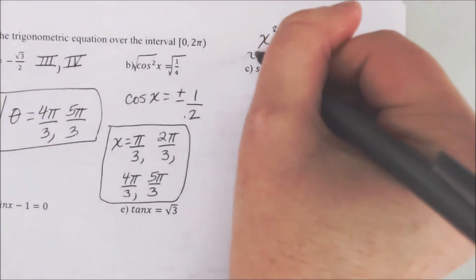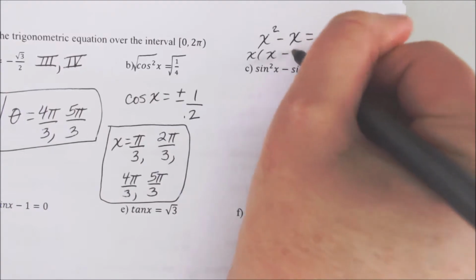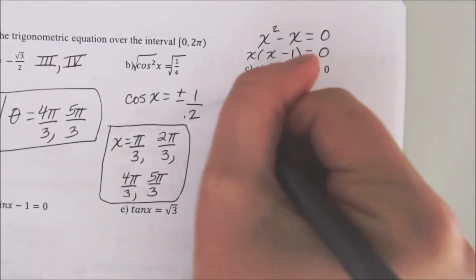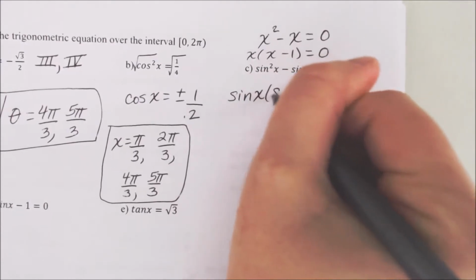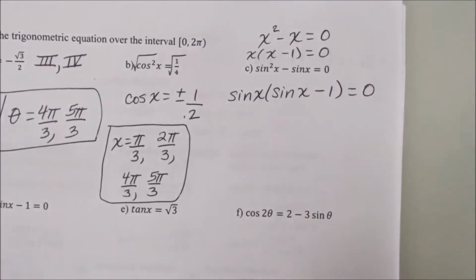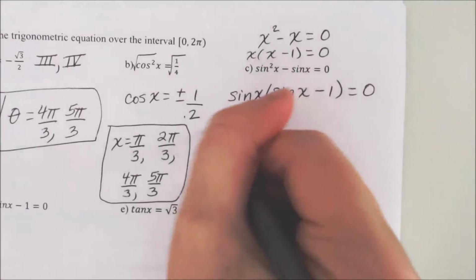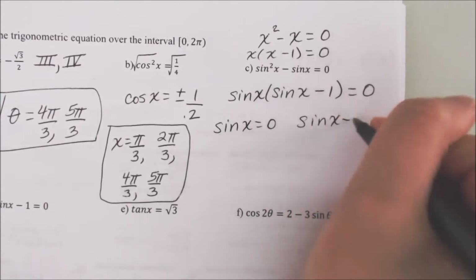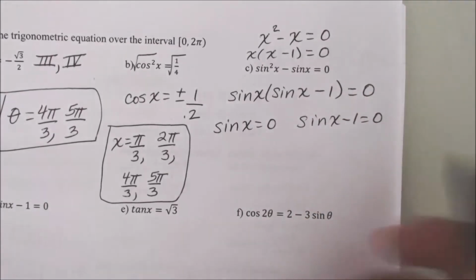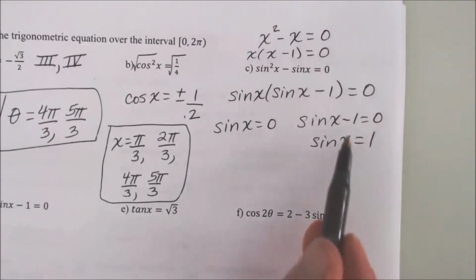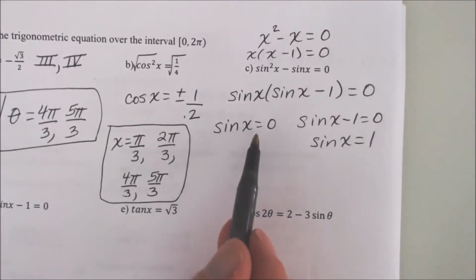To solve that, you would factor an x out, and you'd have x times x minus 1. It's the same idea. We're going to factor a sine out, and so that leaves me with sine x minus 1 equals 0. And then we're going to use the zero product property, so we're going to set sine x equal to 0, and we're going to set sine x minus 1 equal to 0. Over here, where does sine x equal 1 from this equation, and then where does sine equal 0?